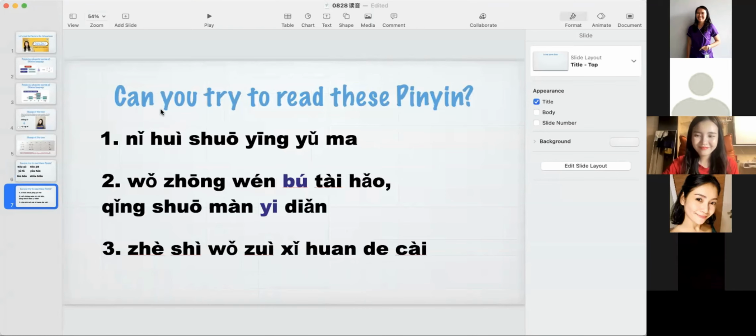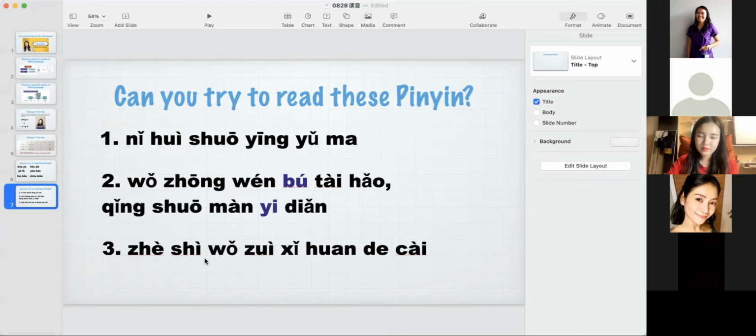你会说英语吗？我中文不太好，请说慢一点。请说慢一点。Perfect. And you can read slowly and also move your finger in order to catch the tones. Okay, for the third sentence.